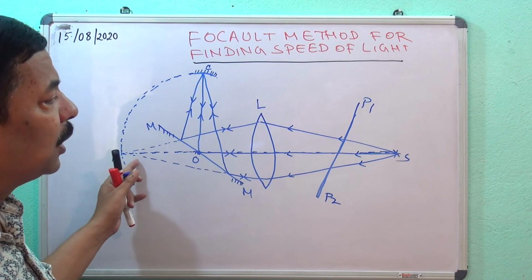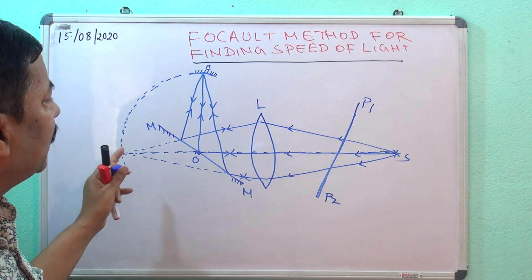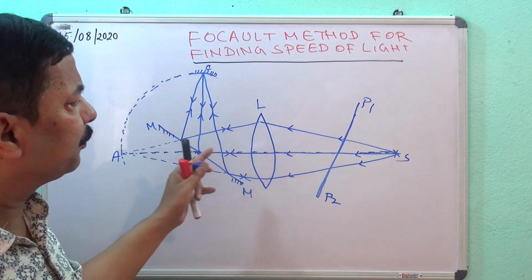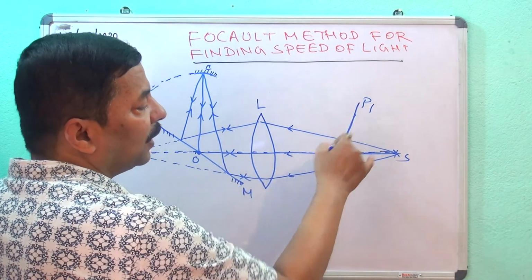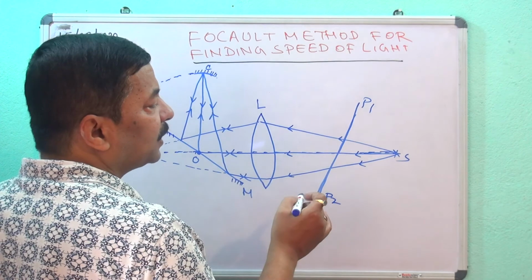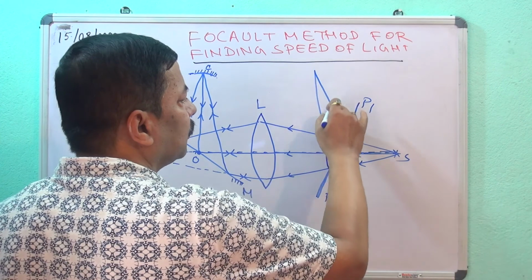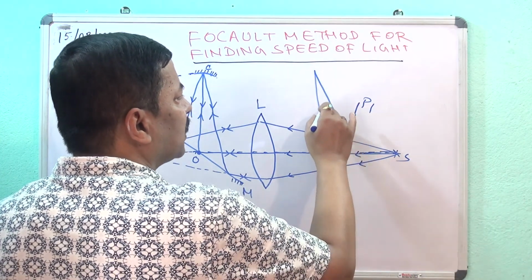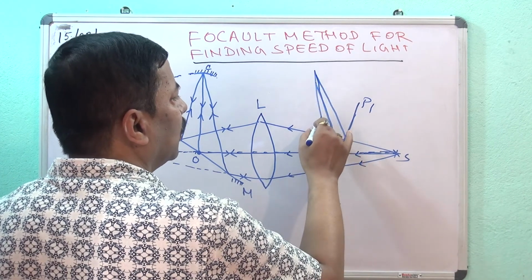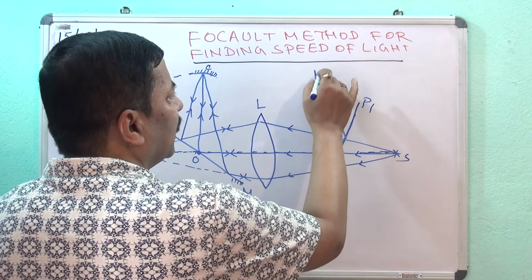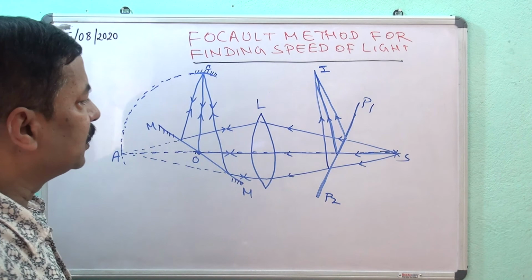This behaves as the virtual image of the source S, and here in the returning process, when the ray of light is returning, partial reflection takes place. So some portion of light is being transmitted and some portion of light is being reflected. So you will observe that an image I is being formed. Here the image I is being formed.